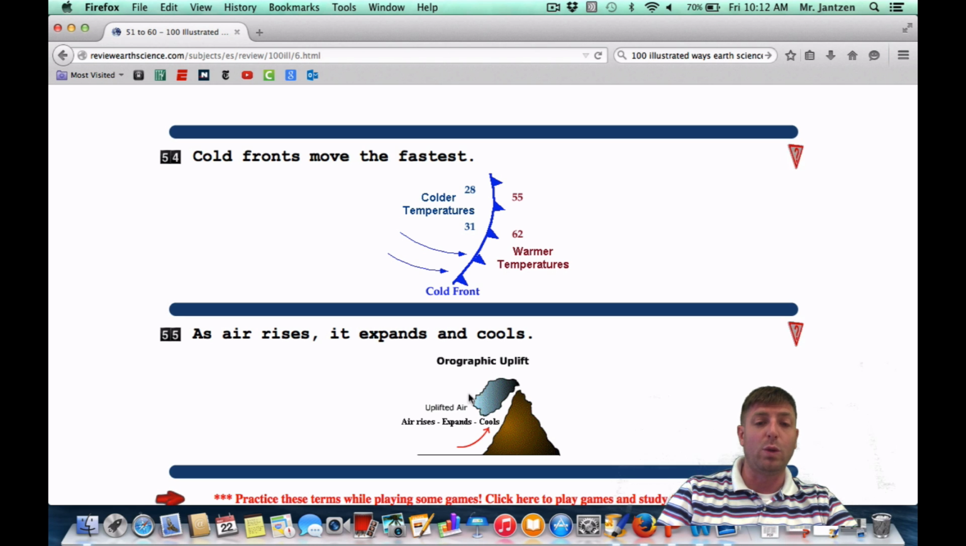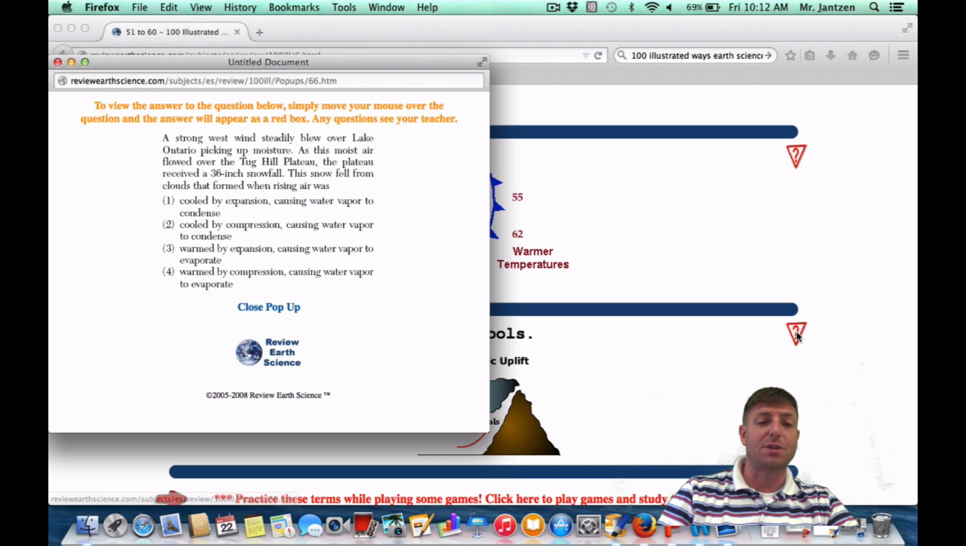So this is what we call the windward side of the mountain over here. And then it gets rid of all its precipitation, all its moisture. Then it comes over here to the leeward side, and it sinks. It heats up, and it compresses. So it does the exact opposite on this side than what's going on over here. As a Regents question, it may appear something like this.